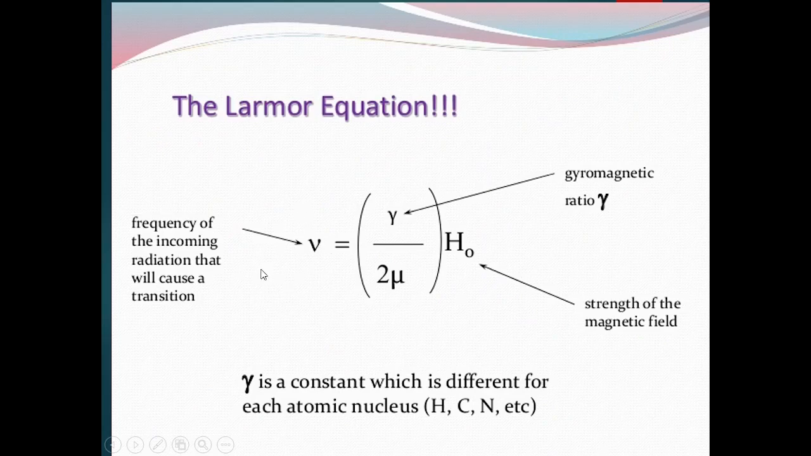and this gives the frequency of radio waves we absorb to effect the transition, and it is given by nu equal to gamma mu H0, where gamma is the gyromagnetic ratio, a constant which is different for each atomic nucleus, mu is the resultant magnetic moment, and H0 is the strength of the magnetic field. This equation is called the Larmor equation, and this frequency is also known as the Larmor frequency. So the Larmor frequency is the frequency of the incoming radiation that will cause a transition.